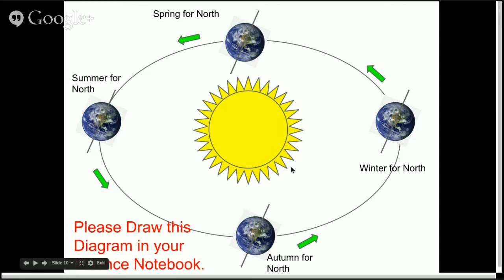In autumn, we're pointed neither towards nor away. So in fall, we're actually not pointed towards or away. We're pointed off at the North Star, which is over here. So it's actually not warmer or colder. It's right in between for spring and fall.